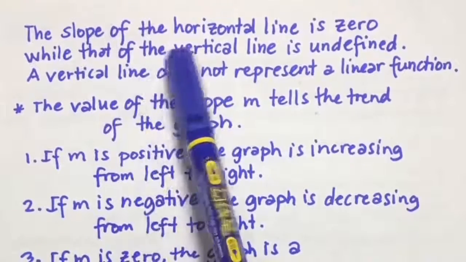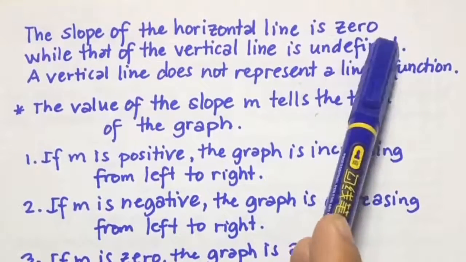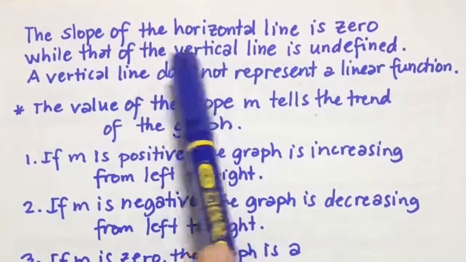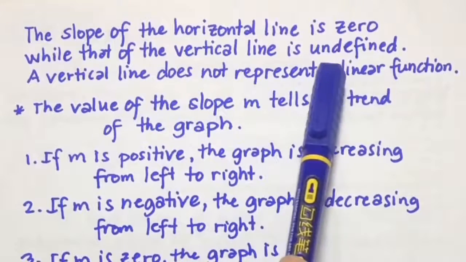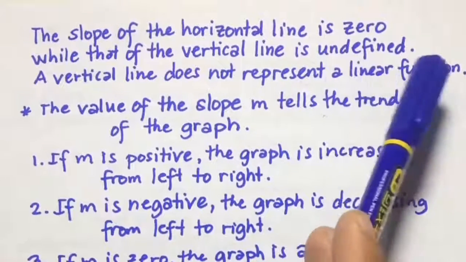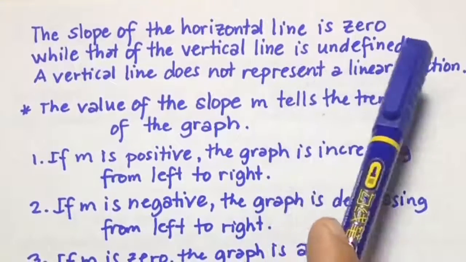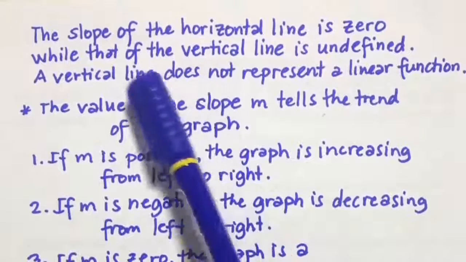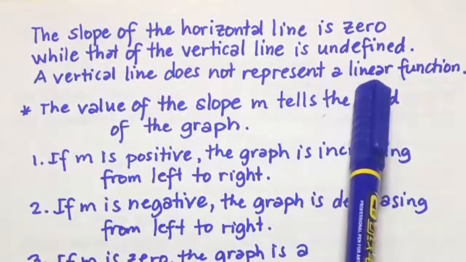So the slope of the horizontal line is 0. So if you have computed that the slope is 0, then it means that that line is horizontal. Then the slope of a vertical line is undefined, meaning if your computation of the slope is undefined, that line is a vertical line. Then a vertical line does not represent a linear function.